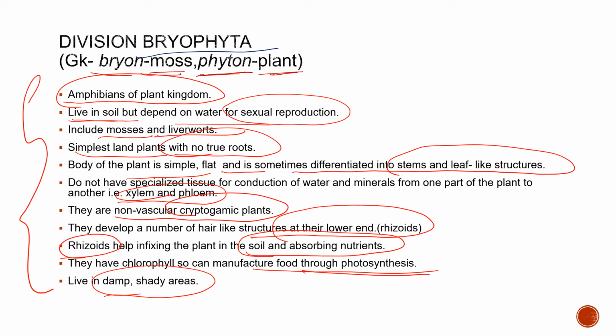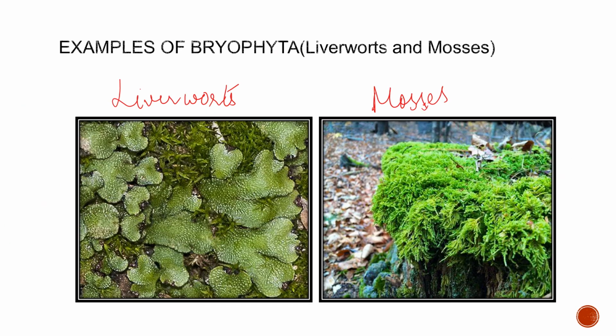We will now move on to the next slide with a few examples of Bryophyta. These are the two main examples of Bryophyta, that is liverworts and mosses. You can see these are liverworts and these are all mosses. They are all green plants. They can produce their own food, and they do not have the body well differentiated into roots.